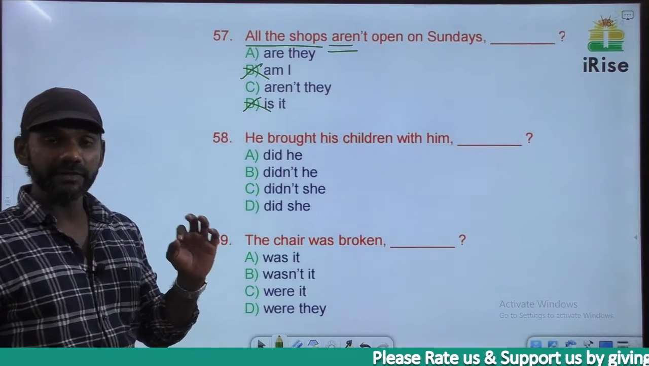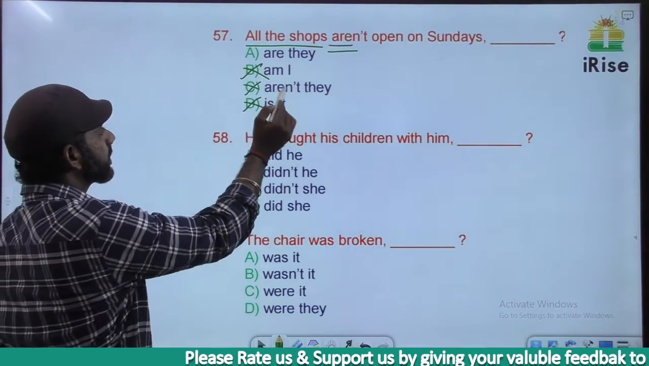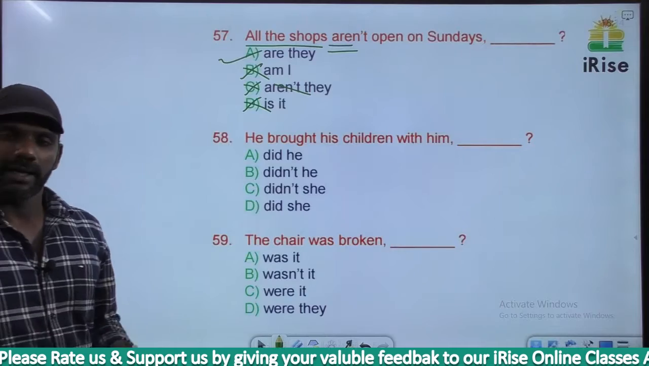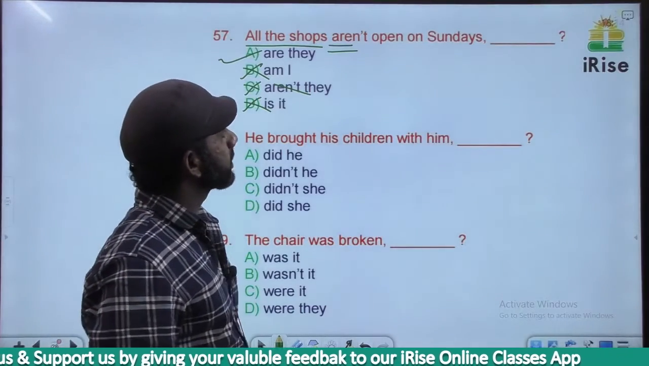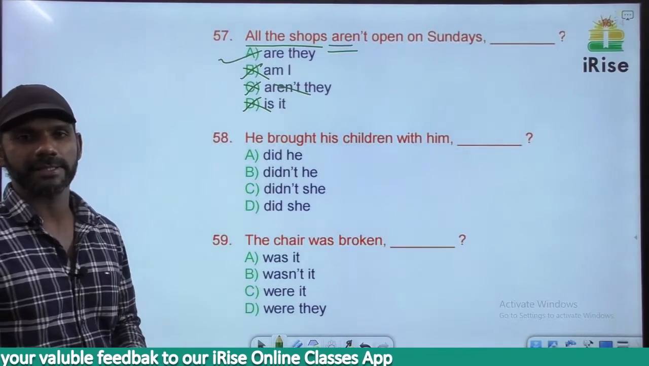So we have a negative term in the sentence. In the tag there should not be a negative term. Based on that, C is eliminated. It must be A, are they. All the shops aren't open on Sundays. Are they? That means are they open on Sundays?